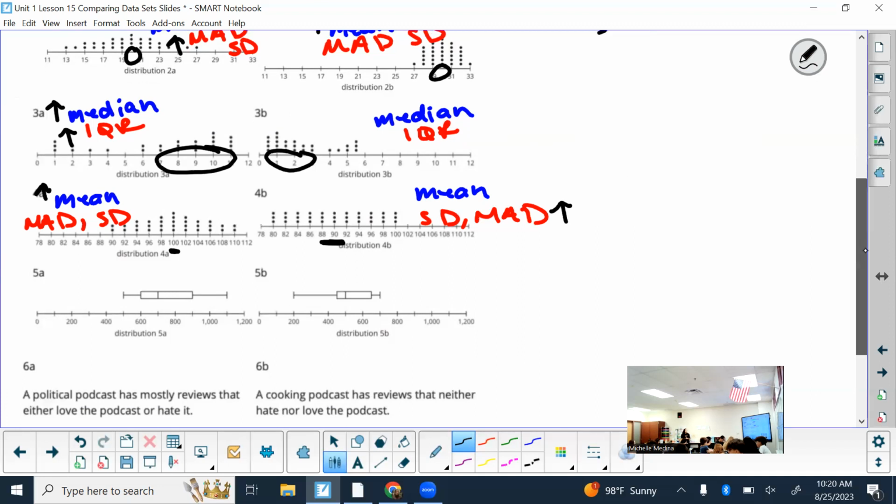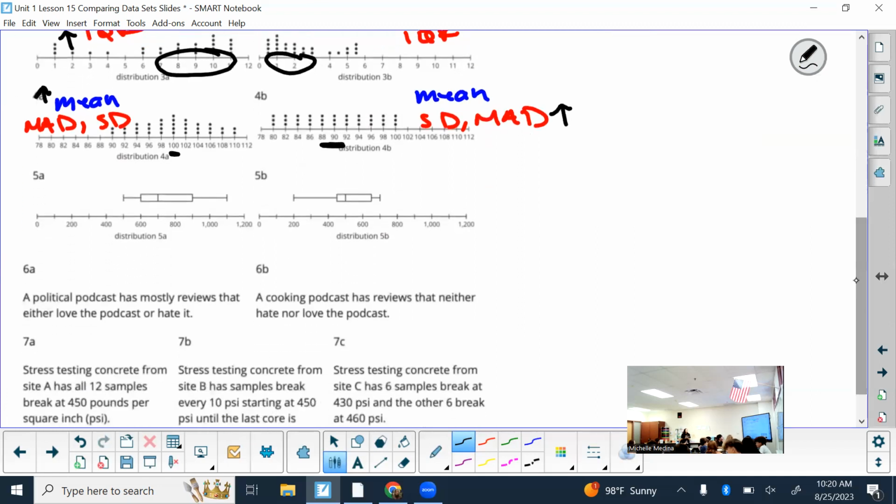Okay, moving on. Now the box plots. Still similar to your dot plots. If you can draw a line down the middle, and middle would be our median on the box plot, so this middle line. If it looks the same on both sides, or at least really close to the same, then it's symmetric. Would you say that this is symmetric?